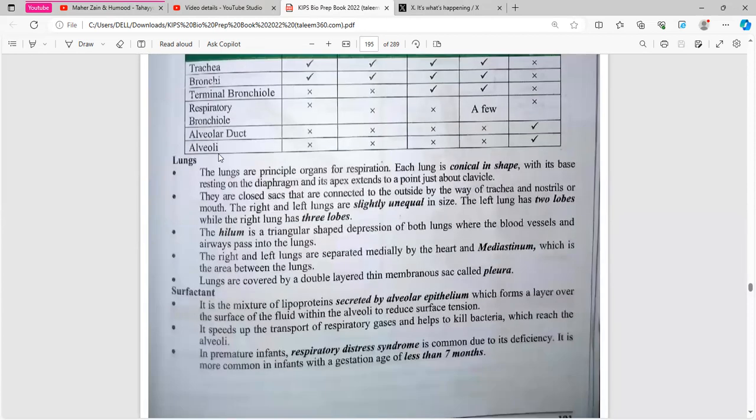Now, if we talk about the lungs' anatomy, you should know that the mediastinum is the thing which separates the two lungs, the right and the left, and it is the area between the two. And apart from that, the lungs are covered by a thin membranous layer called pleura.